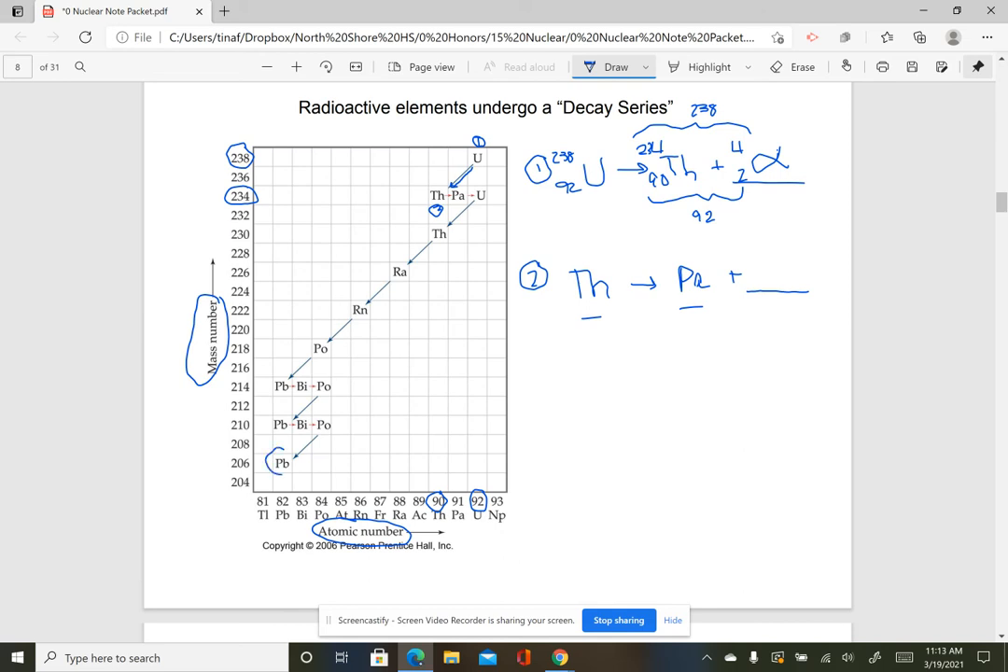Why does the graph stop here? It stops because Pb206 is stable. If things are stable, they're not going to change. All right.